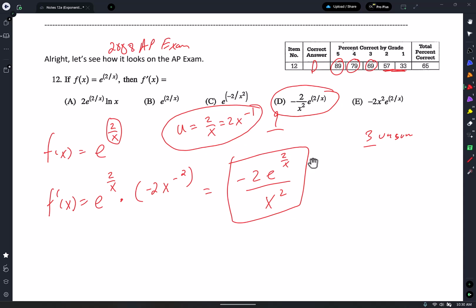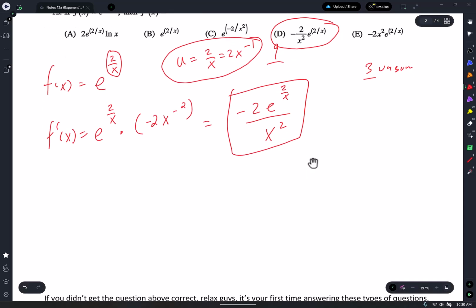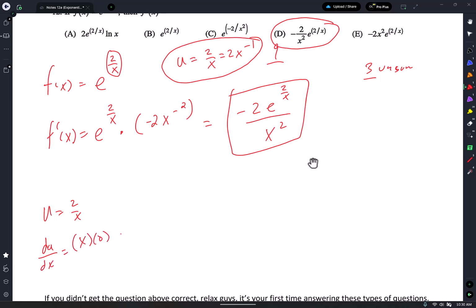For e to the 2 over x, you can use the quotient rule, but I think it might be overkill. Let's say u is 2 over x, so du/dx equals bottom times derivative of the top, minus top times derivative of the bottom, all over bottom squared. Notice you will get the same answer, but I just think it's easier to use power rule. Unless you don't think it's easier? But know that you can use the quotient rule.